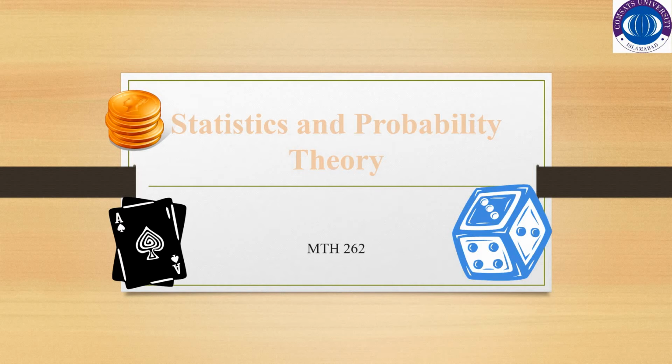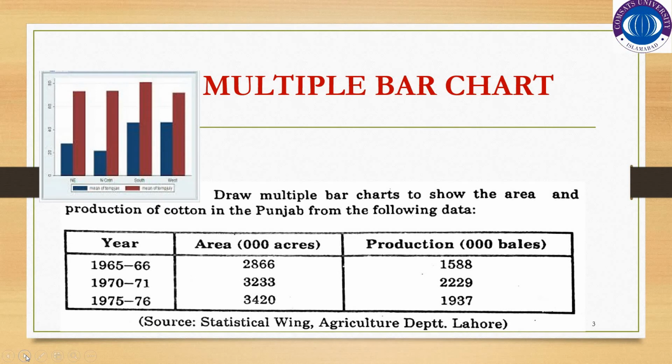In the previous two lectures we have studied histogram and the bar chart. In this part we will study first the multiple bar chart. In multiple bar chart we have two or more characteristics against one common variable.